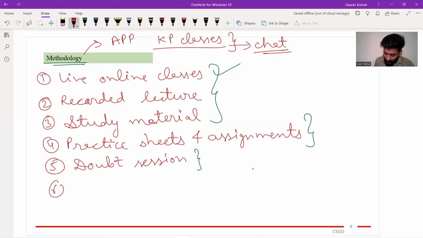And after that, there would be a test again to assess two things. First, what is your preparation level? What are the areas in which you need to work more? All that kind of assessment you can do.